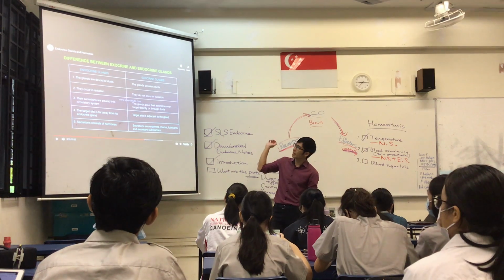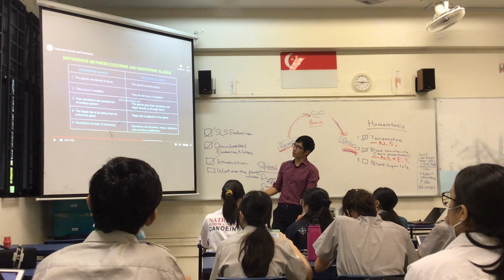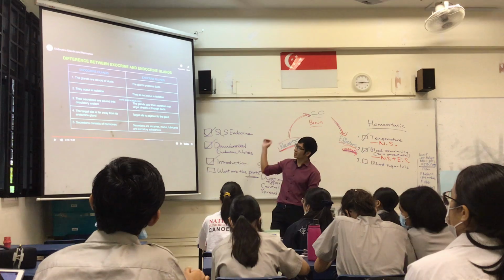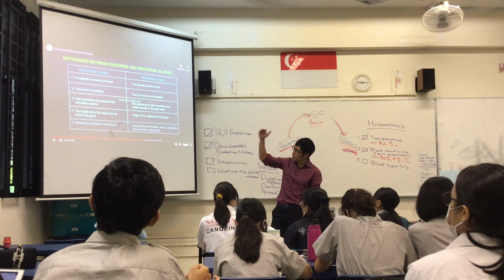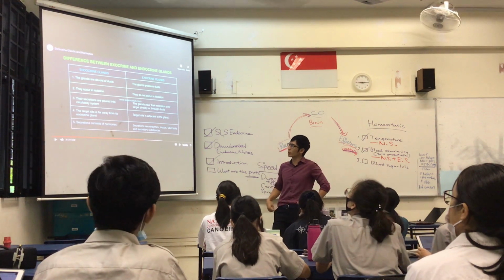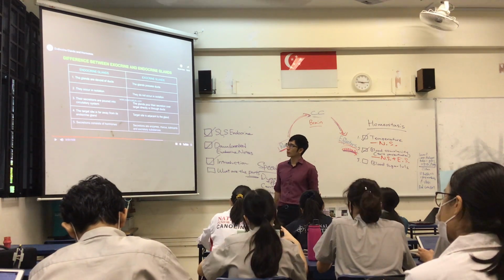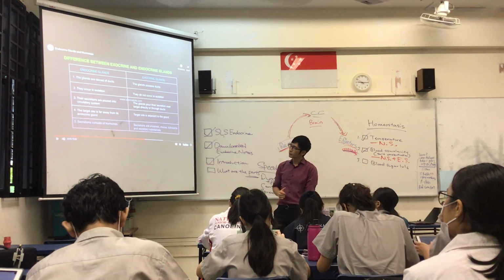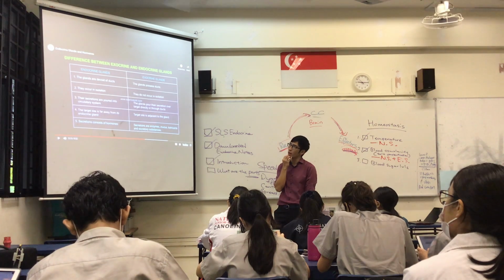I'd like you to ignore line number 2. Bio teachers, we have no idea what they're saying. Okay, ignore number 2. Look at 1, 3, 4, and 5. These are the ones we were talking about earlier. Based on 1, 3, 4, and 5, do you think the pancreas is an endocrine or exocrine gland?